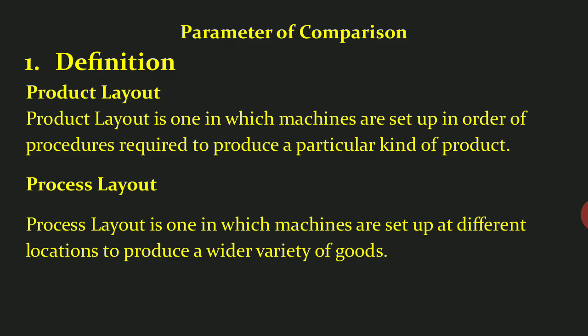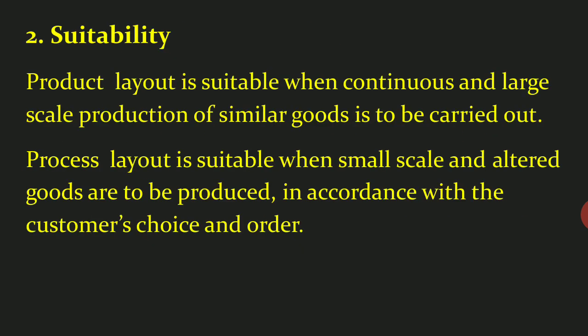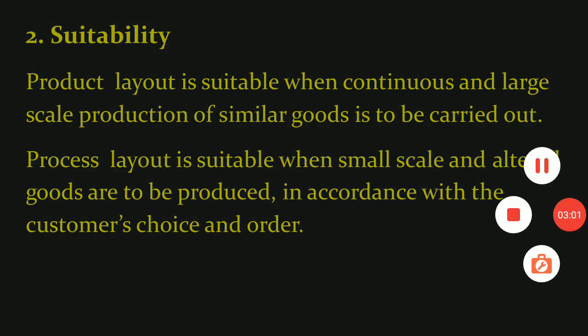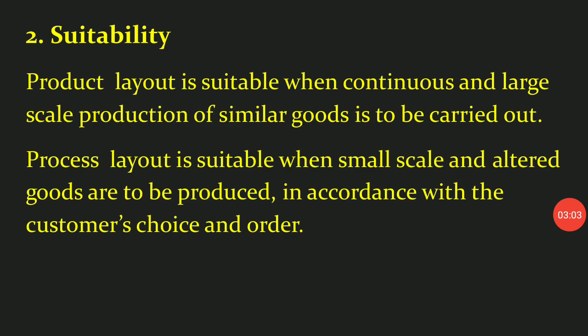All right, we move on to the suitability. Which layout is suitable where? We can say that product layout is suitable when there is continuous and large scale production of similar types or standardized goods. That means when you want to produce something standardized, the same types of goods, monotonous goods, product layout is suitable. That means continuous.